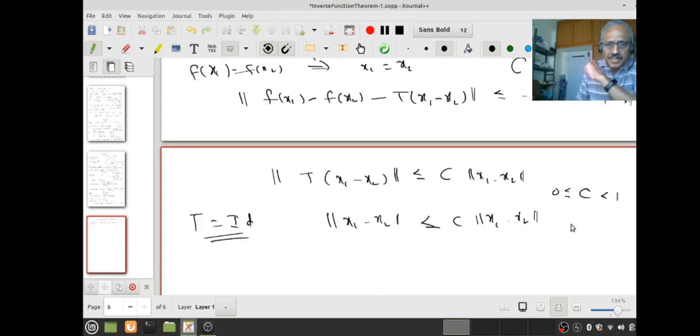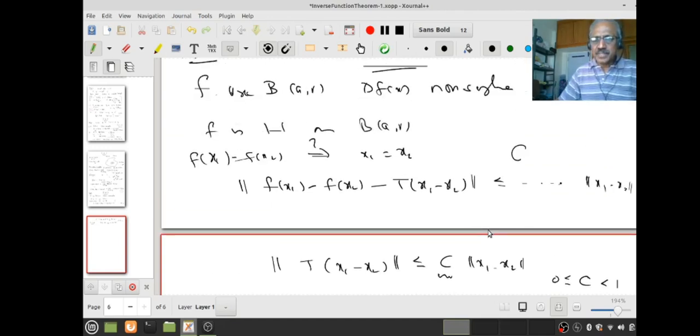You understand that? So I have to choose a c. I have to ensure my c is such that c is strictly less than 1. Then this will be a contradiction, because norm of x1 minus x2 is strictly less than norm of x1 minus x2. That's a contradiction. You follow that? And it's less than or equal to, therefore the only way is it has to be 0. Then 0 will be less than or equal to c times 0. That will be all right. Okay, so I have to make sure my c is less than 1.